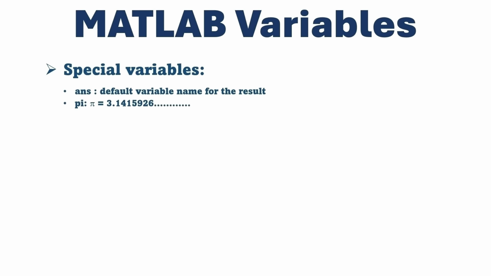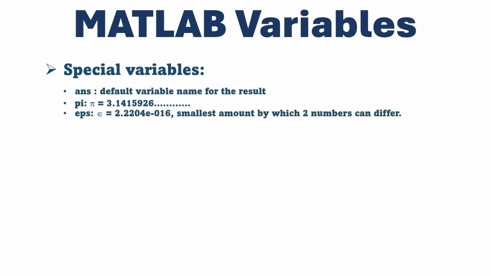pi, its value is 3.14. eps is the smallest number, a very small number. If you want to use it, you can directly use eps. Inf, you can start with a small i or a big I. This is infinity, again a special variable. NaN, not a number, with a big or small n. NaN is again a special variable.